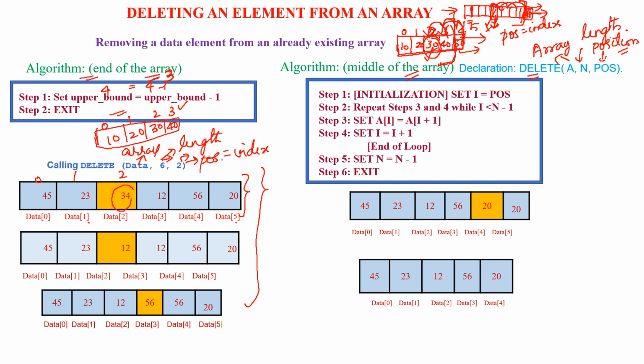So you have to delete the element 34. What you will do, first you will shift this 12 here. Then you will shift this 56. Then you will shift this 20 here. Okay, so data of 3 will be shifted to data of 2.